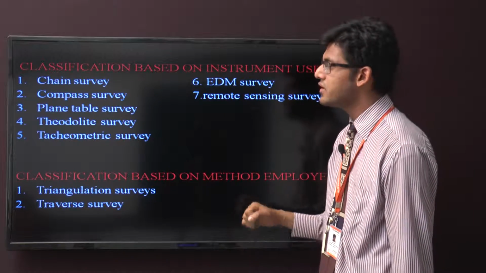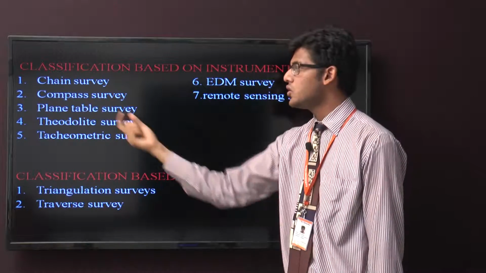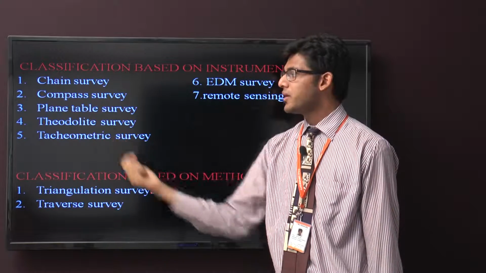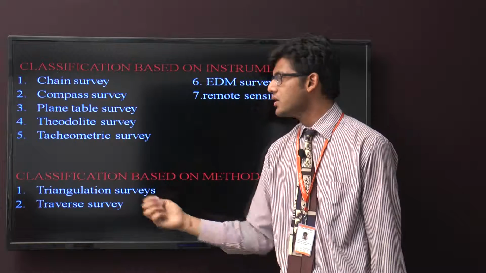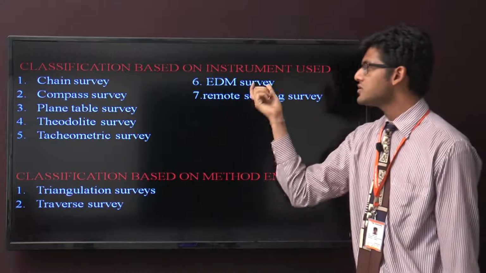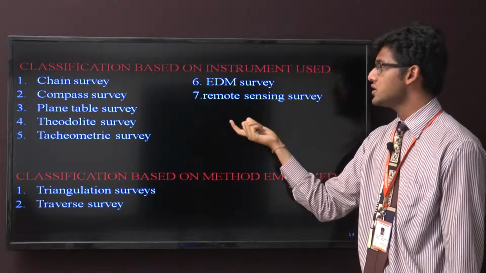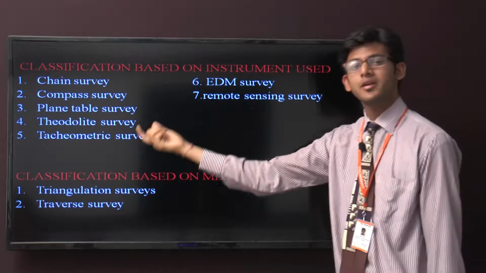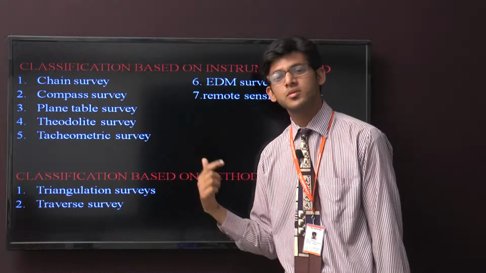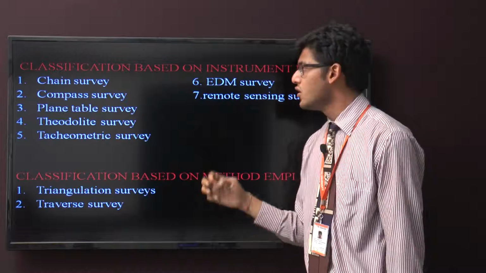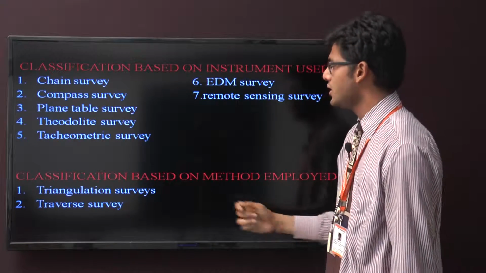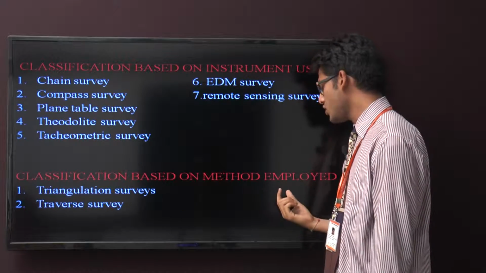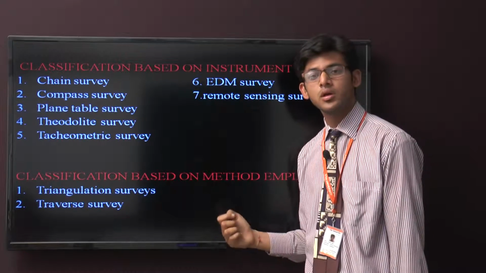Next is compass survey. When you have to measure some angles, you use compass survey. Thereafter plane table survey, theodolite survey. It is the main type which we are going to use in surveying. Tachometric surveys, EDM surveys, all these instruments are used. Same with remote sensing survey. All these surveys are used based on the instrument. Many various instruments are used for doing surveying, and this is the classification based on the instrument used. Last is classification based on the method employed. What method are you employing to do surveying?